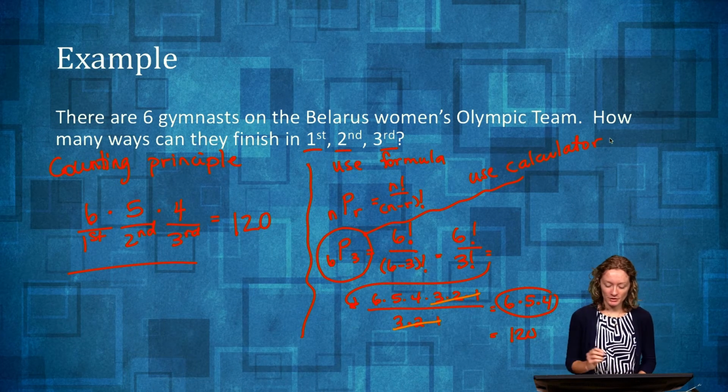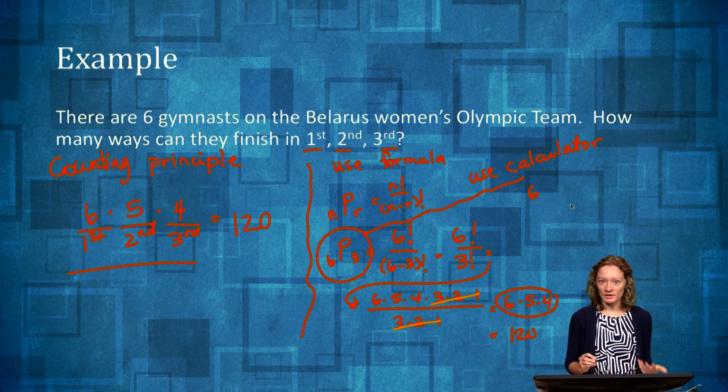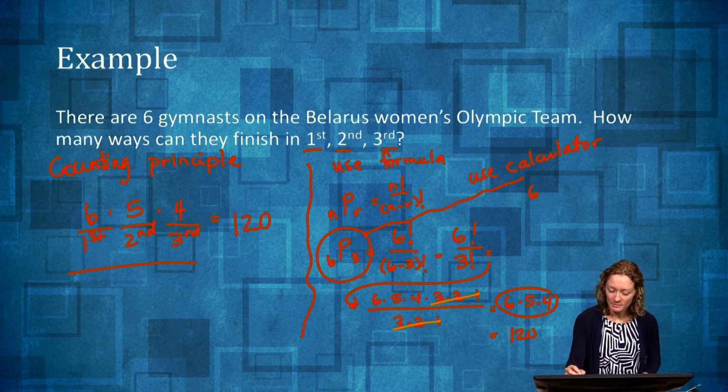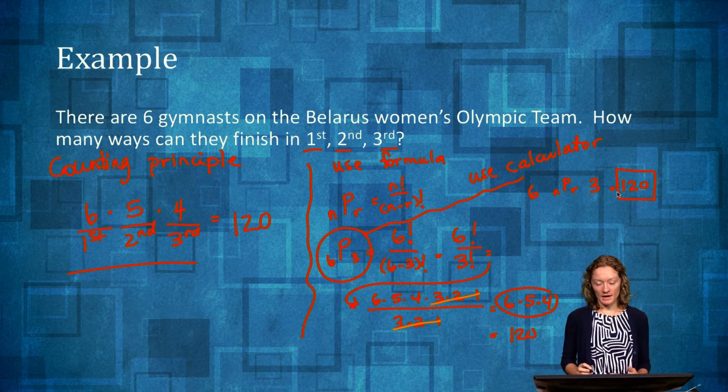And so you saw how to do this earlier in the video. We would type 6, hit the math button or the probability button, scroll over so that we have nPr chosen, then hit 3, hit enter, and this will spit out 120. It's just going to do the entire computation for you. So any of the 3 ways is totally fine.